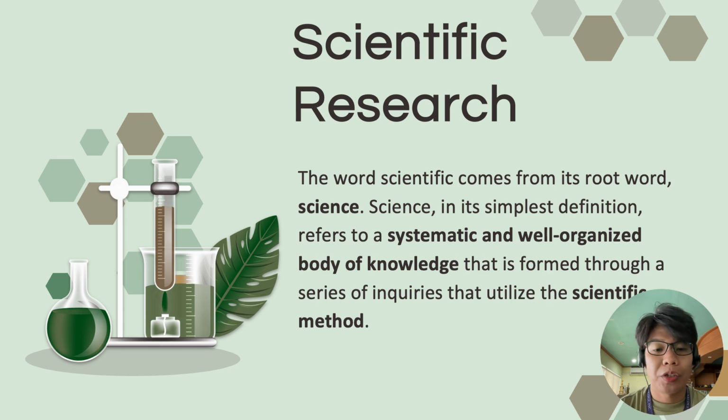Scientific research. The word scientific comes from its root word science. Science, in its simplest definition, refers to a systematic and well organized body of knowledge that is formed through a series of inquiries that utilize the scientific method. So, this means that scientific research is empirical. There is a process or method that is applied to test assumptions, and that process or method is used as a logical one in order to come up with the right answers to your inquiries.